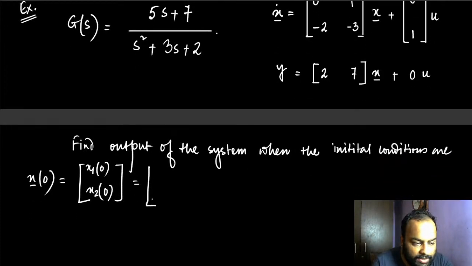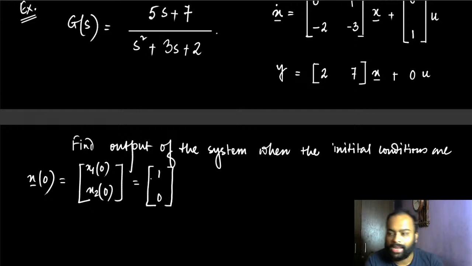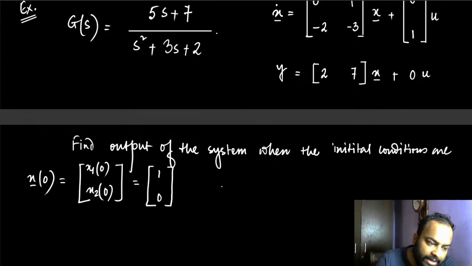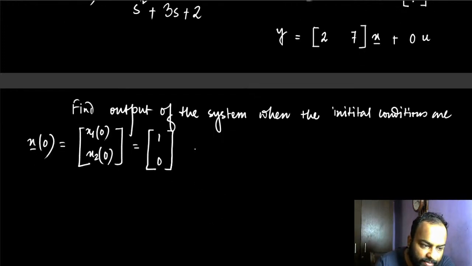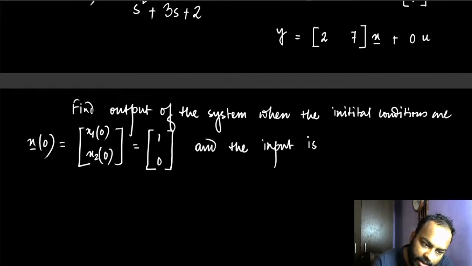Okay, so initial conditions, so let's say this initial condition is something like 1 and 0. Okay, so I have given this pendulum something like an initial position but not initial velocity. Okay, initial conditions are this, and the input is a unit step. So input is a unit step.